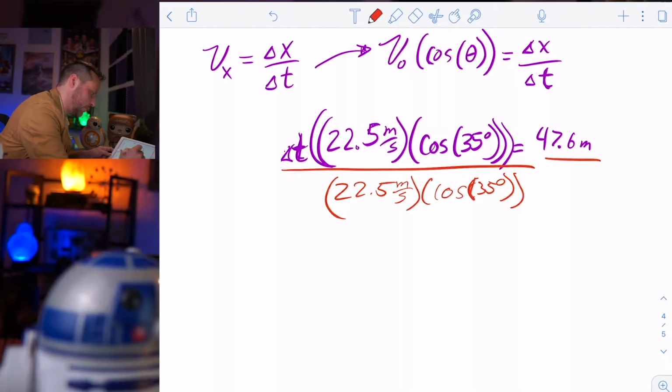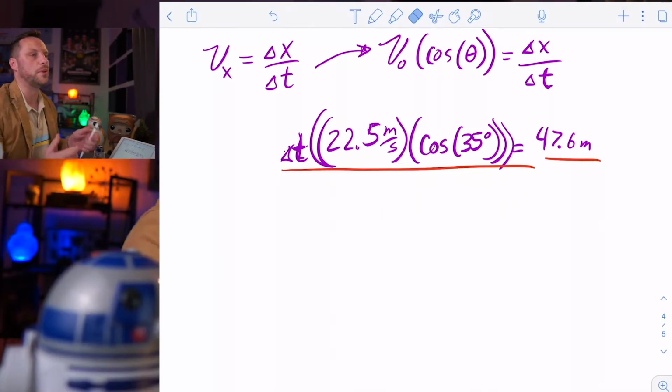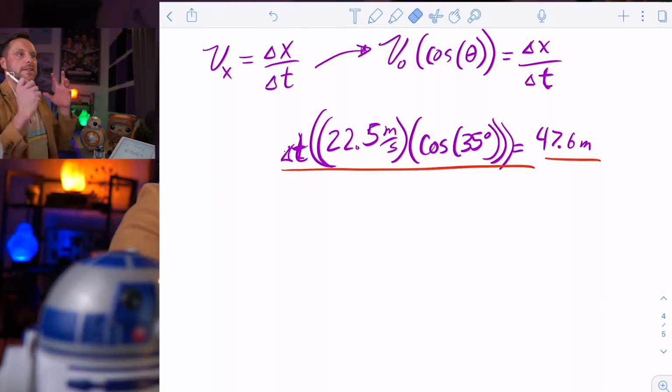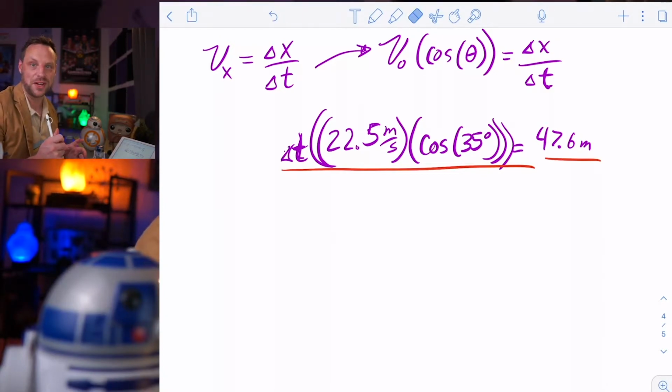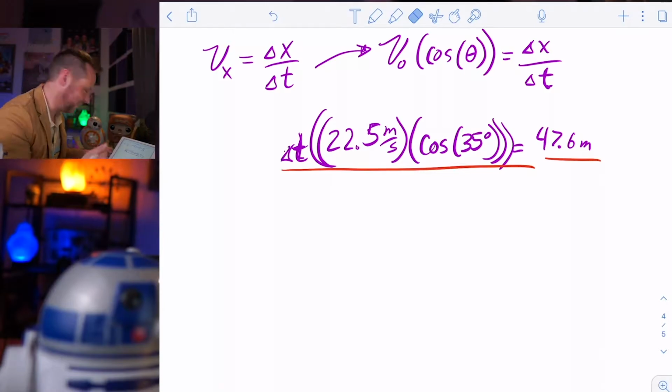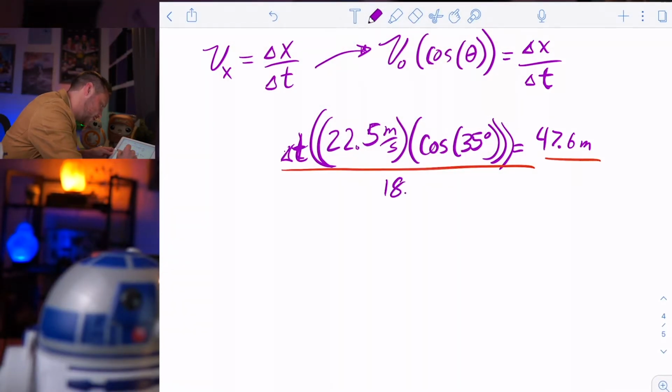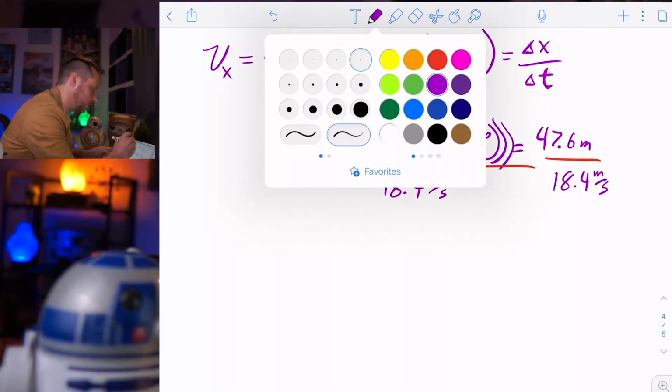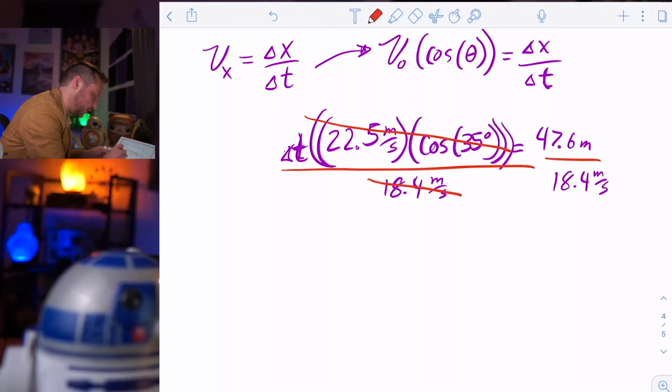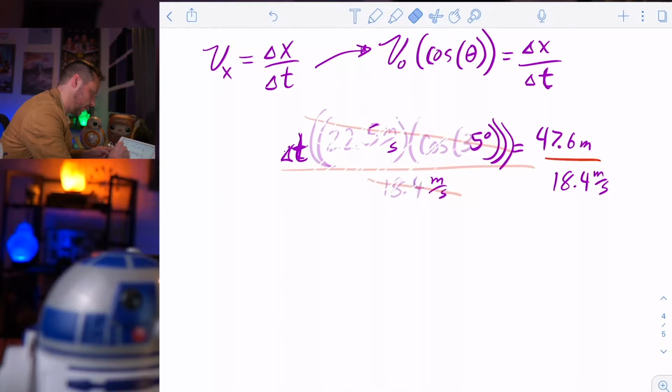And then let's keep all the parentheses just to be nice. I'm getting tired of writing all this. Let's go ahead and crunch that number out. 22.5 times cosine of 35 degrees is 18.4 meters per second. I used a calculator earlier. All of that stuff is 18.4, and I'm just going to bring the units down with it, meters per second. Divide that off on both sides. All of that is 18.4 meters per second, and then all of that cancels out.